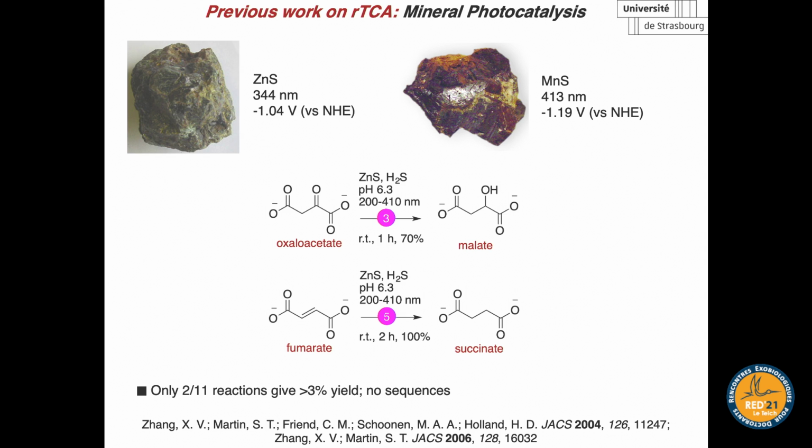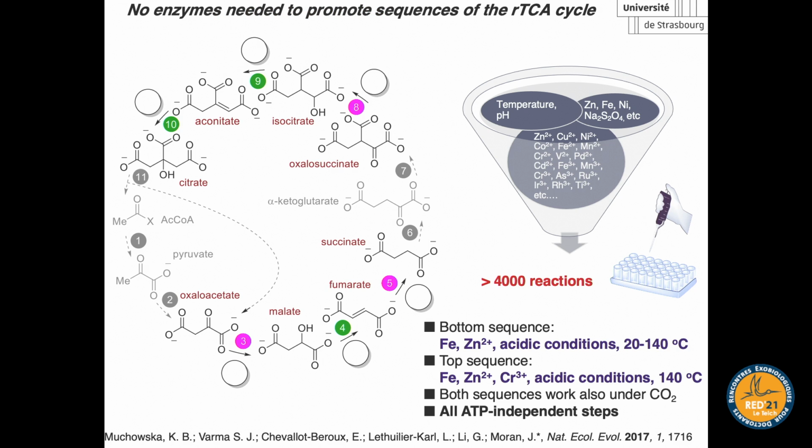There was a group of Scott Martin and co-workers who used the photocatalytic properties of manganese sulfides and zinc sulfides to try and catalyze some of the reductive Krebs cycle, rTCA cycle reductions. The result of these investigations was such that only 2 reduction reactions that they tested gave yields above 3%, and they did not obtain continuous sequences that would allow them to perform the entire pathway in one go, for example.